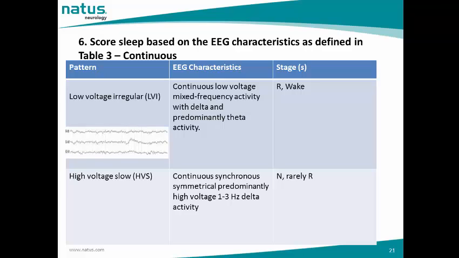In stage non-REM and rarely in REM, the high voltage slow wave activity can appear. That is defined as a delta activity with a frequency range of 1 to 3 Hz.